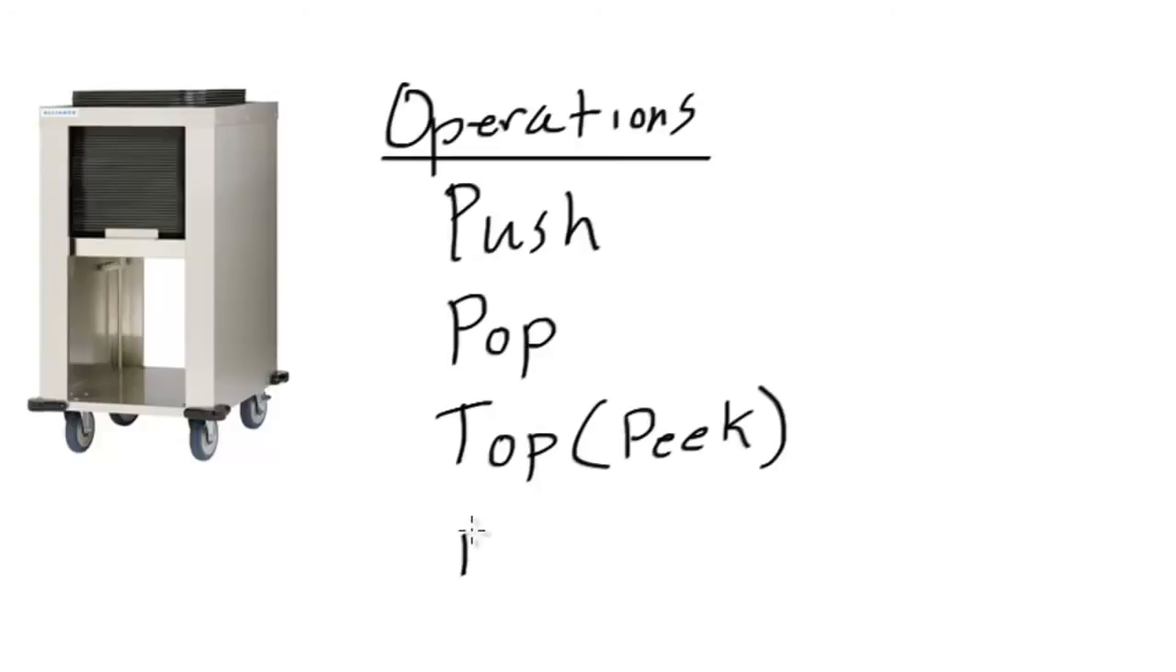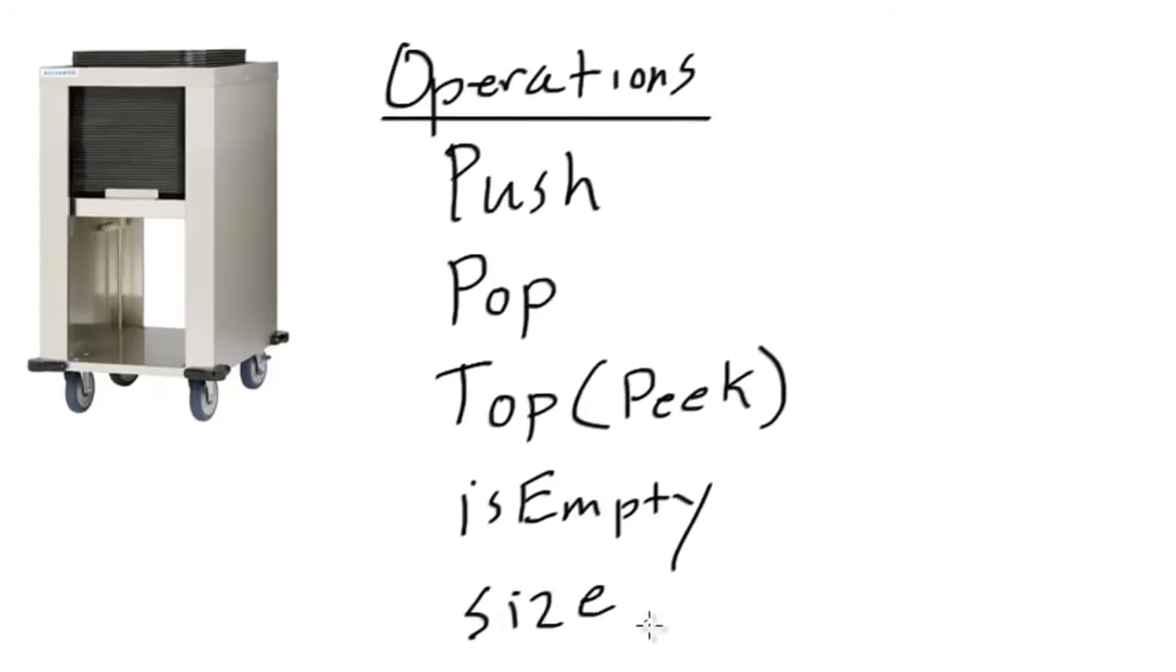You may also be provided with an isEmpty operation. This just tells us whether the stack is empty or not. This is very useful, especially if you want to remove all the items off of a stack. You can set up a looping structure and say, as long as it's not empty, keep popping. And typically you'll find a size operation as well, so you'll be able to tell how many elements are currently on the stack. But these are the normal operations that you'll have.